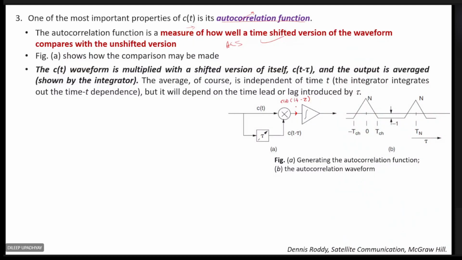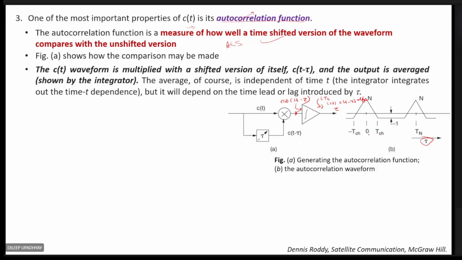Now, when this passes through the integrator, we get the integral of c(t) times c(t minus tau) dt. So ultimately, the resultant function will be a function of tau. Here I have drawn the graph between tau and the output of this autocorrelation function, and here you can see that this tau is 0.